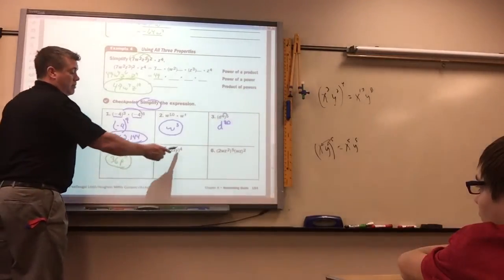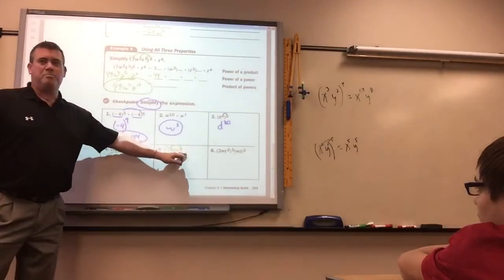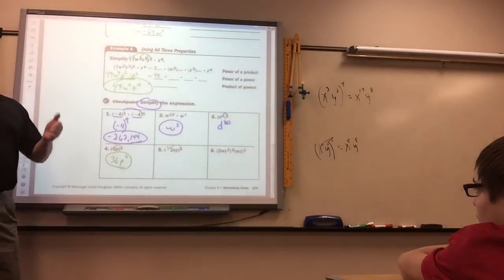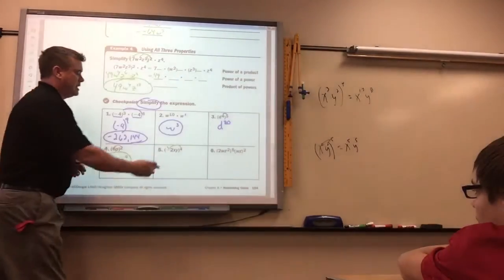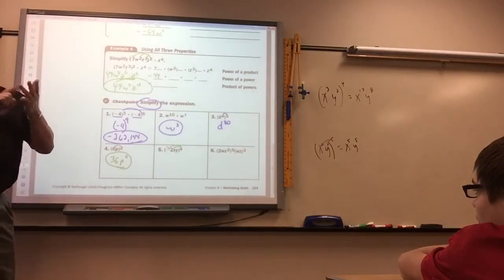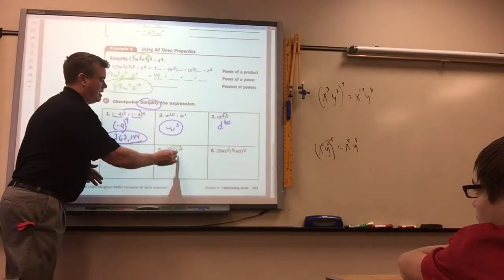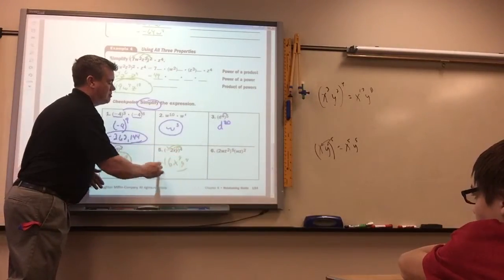Here you can do all of them. If I take the negative to the 4th power, the negative is going to cancel. Because a negative times a negative times a negative times a negative is a positive. Then you got to take 2 to the 4th. 2, 4, 8, 16. Then you take the x to the 4th and the y to the 4th.